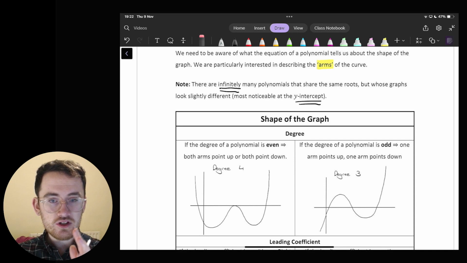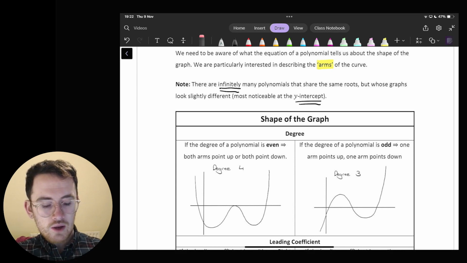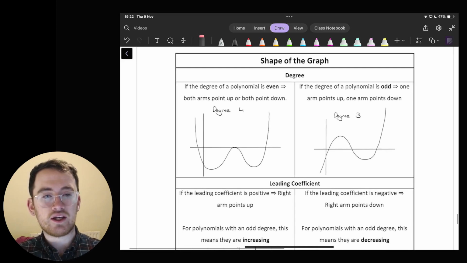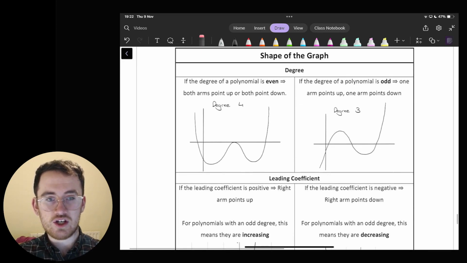But in terms of functions, each of those functions is considered to be distinct. So it's important, again, that we have that little distinction in our head and are prepared for it. And we're going to see that a little bit later when we're looking at writing down the equation of the polynomial. But the main thing with the shape is we're going to be looking at the degree and the leading coefficient of my polynomial.